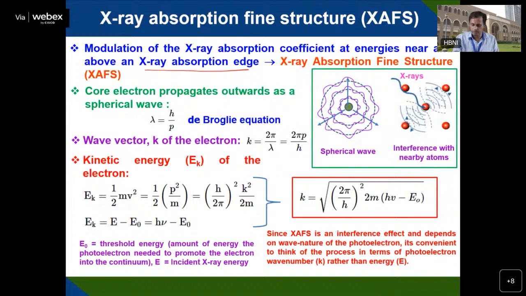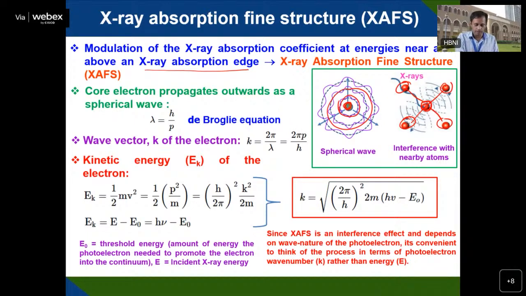If a photoelectron is here, the wave will propagate from here spherically in nature. Based on the de Broglie equation, when the X-rays fall on one particular atom, the wave generated here will interfere with the other electrons present near this source. So interaction between all these electrons is possible.